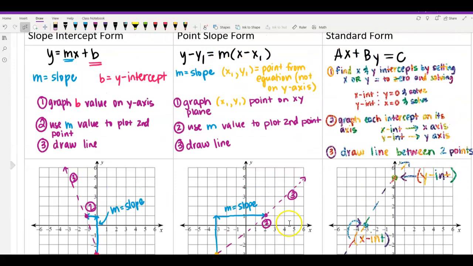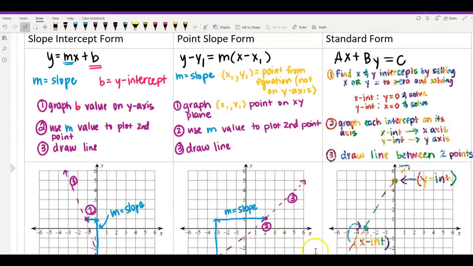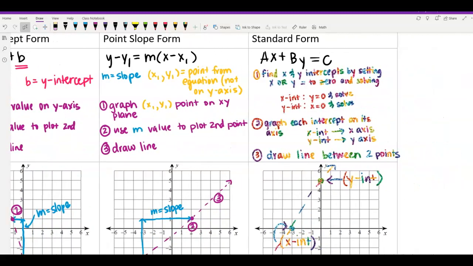Now, standard form is easy to graph, but it requires a little bit of algebra. So first you have to find your x and y intercepts by setting your x or y equal to 0, so really both, and then solving for the other letter. Then you're going to put each point on its respective axis. So you're going to put the x-intercept on the x-axis, the y-intercept on the y-axis, and then you'll draw a line between those 2 points.